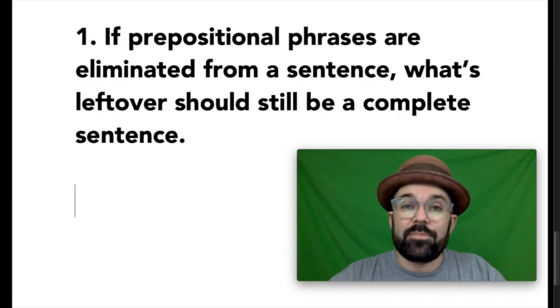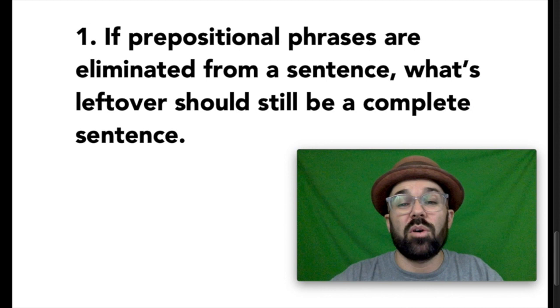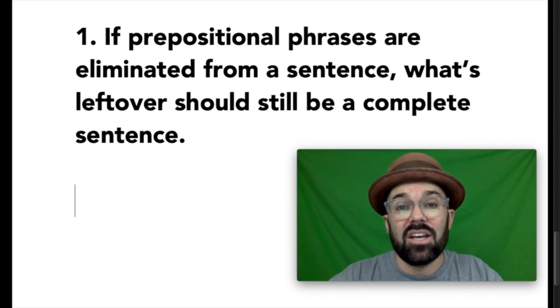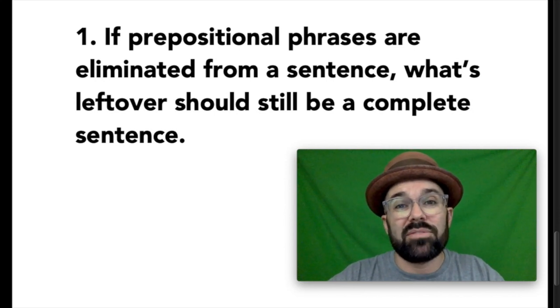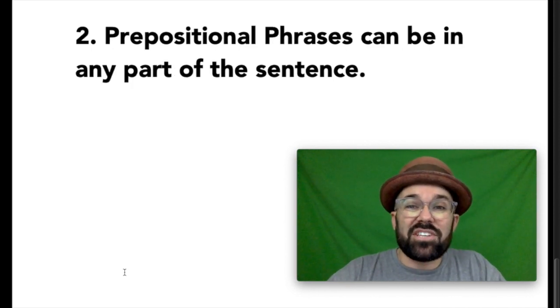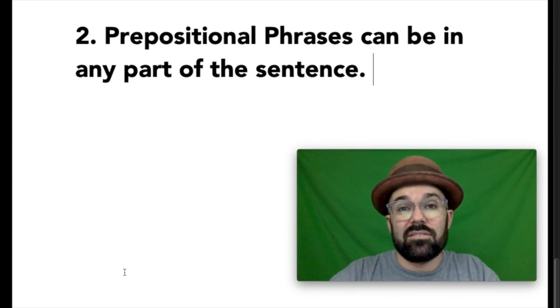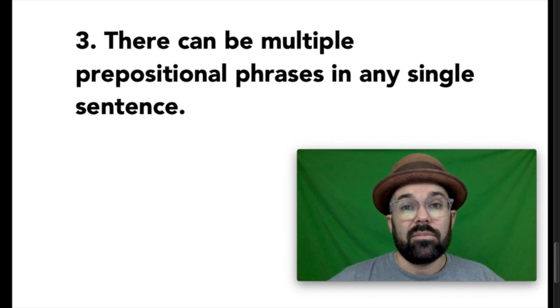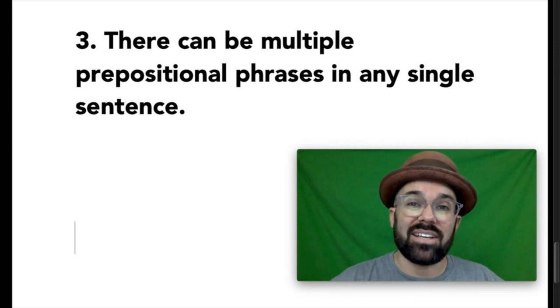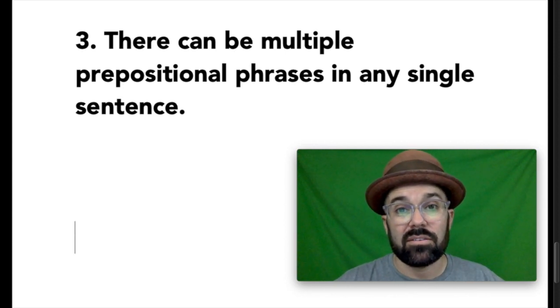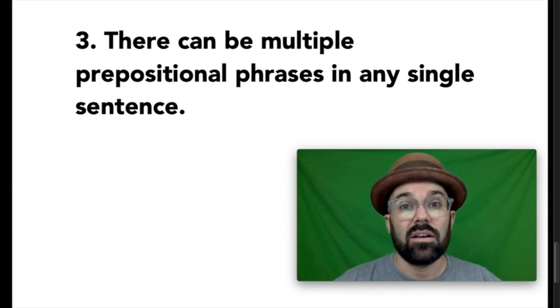So in review, number one, if prepositional phrases are eliminated from a sentence, what's left over should still be a complete sentence. You can draw a line right through a prepositional phrase, and if you read back what's left over, it should still be a complete thought, a complete sentence. Number two, prepositional phrases can be in any part of the sentence. They can be at the beginning, in the middle somewhere, or at the end. Number three, there can be multiple prepositional phrases in any single sentence. The examples we looked at today included 3 at the max, but sentences can contain quite a lot more.